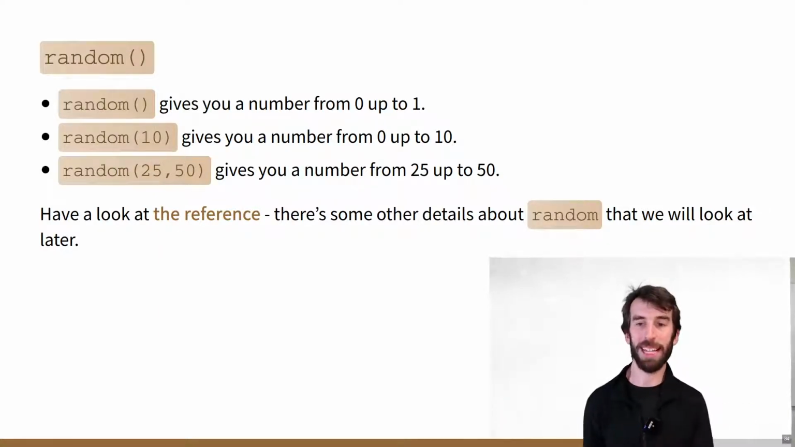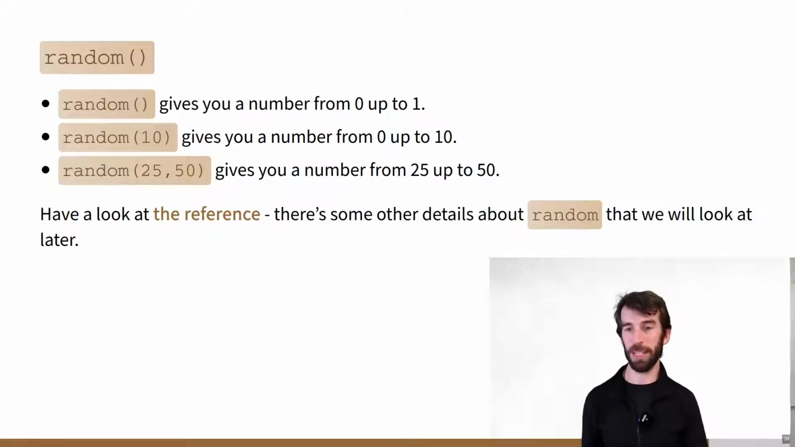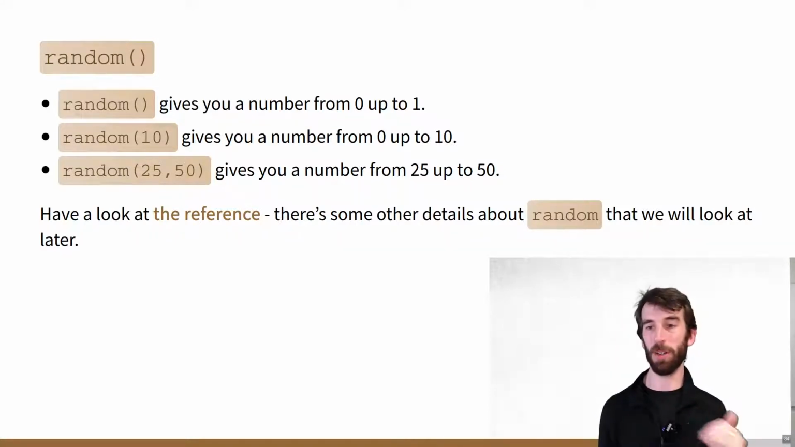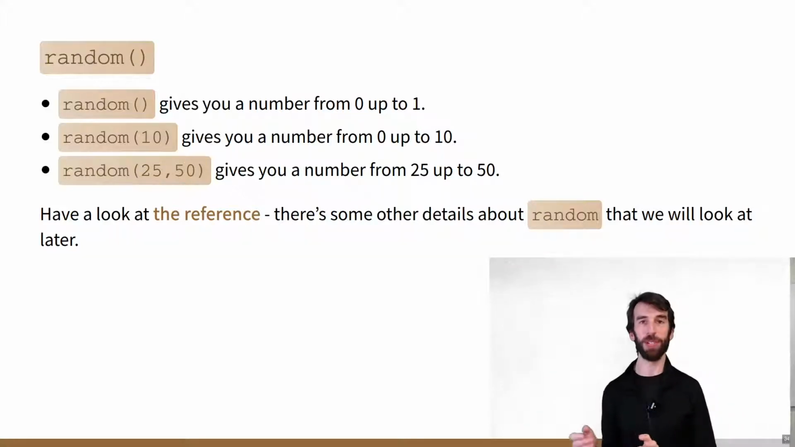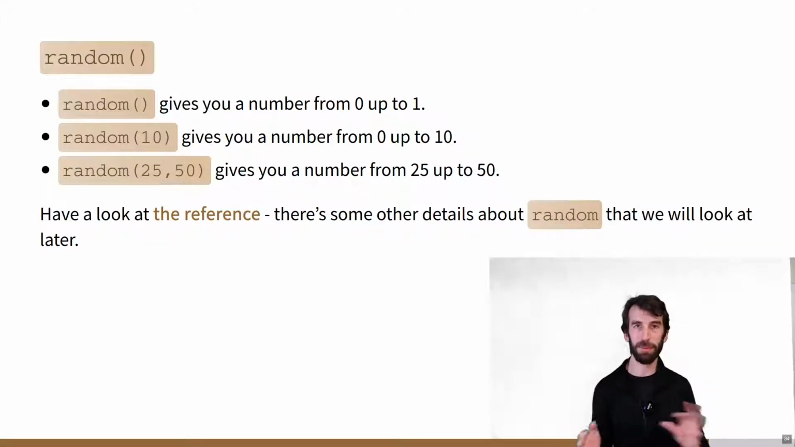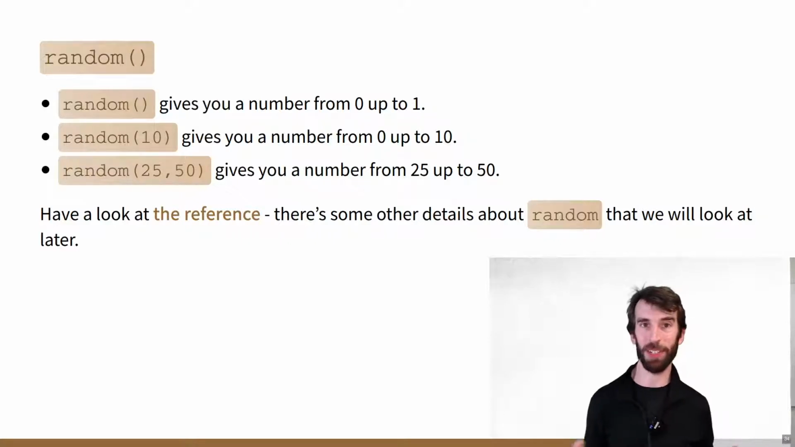And the last one is random with two numbers, random 25 and 50, which will give you a number from 25 all the way to 50. And in each case, all of these random numbers will have decimal places. They're not going to just be natural integers.